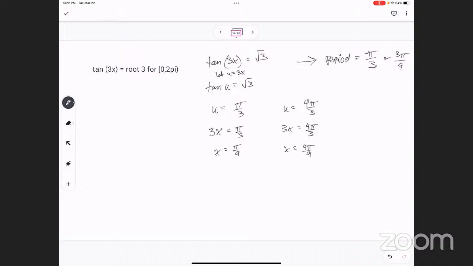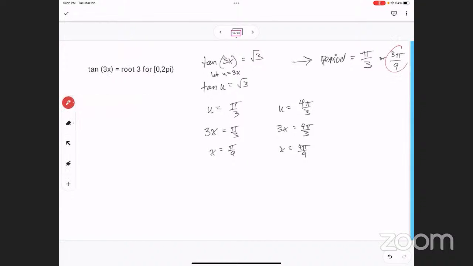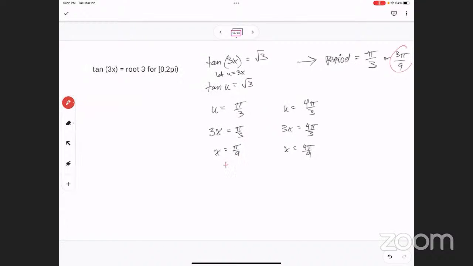I want to write it in ninths. Got it? So what I'm going to do is take this period and add that as many times as I need to get all the answers that I'm going to have. So if I add 3 pi over 9 one time, what do I get? I'm adding it to this one.